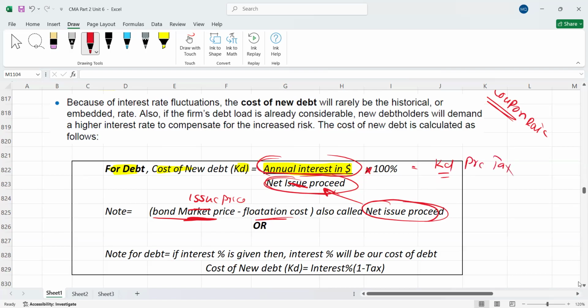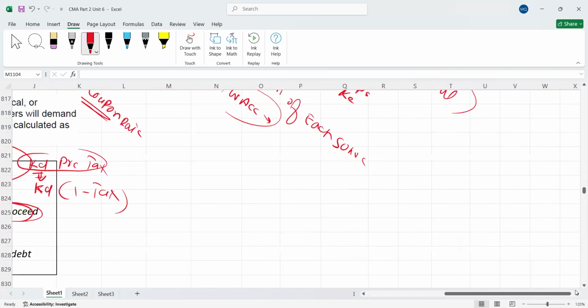Now what I have to do, I can convert now into post tax. How will I convert into post tax? I'll take the cost of debt which I have calculated here times 1 minus tax. So this is one way: get the pre-tax cost by applying this formula, and then take that pre-tax cost times 1 minus t.